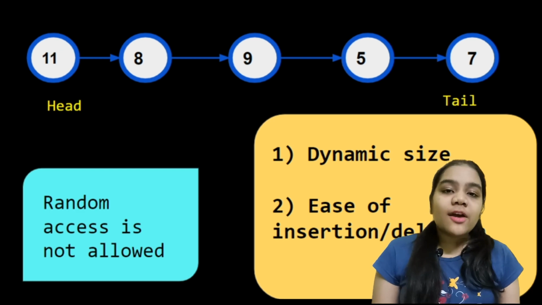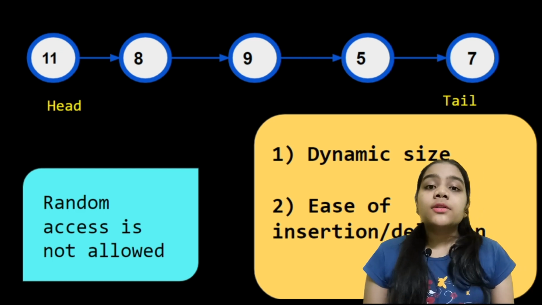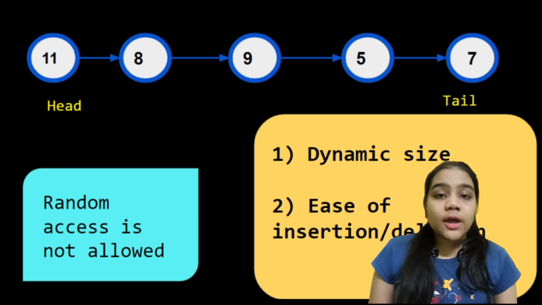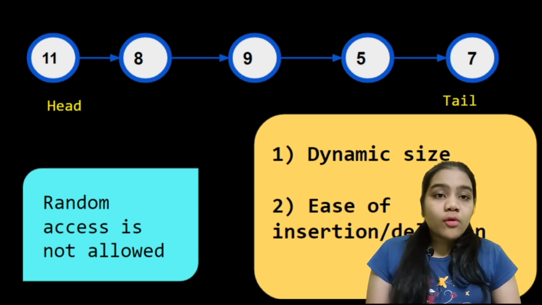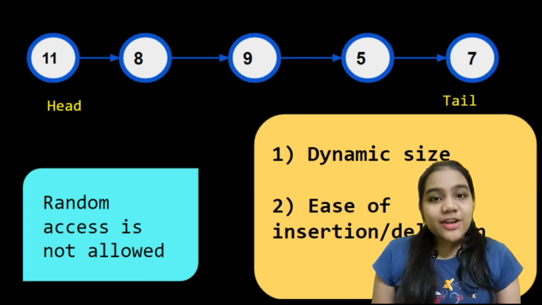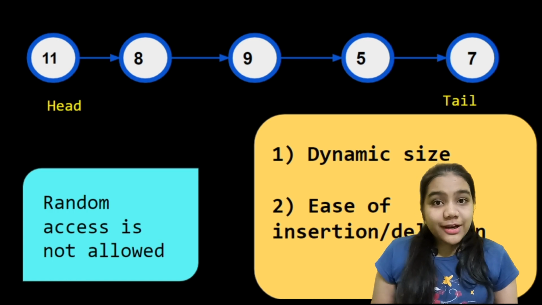If we have the head node, we just know the address of the second node. When we get to the second node, we just know the address of the third node. There is no way that we can directly go to the fifth. So let's jump into the implementation of the linked list.